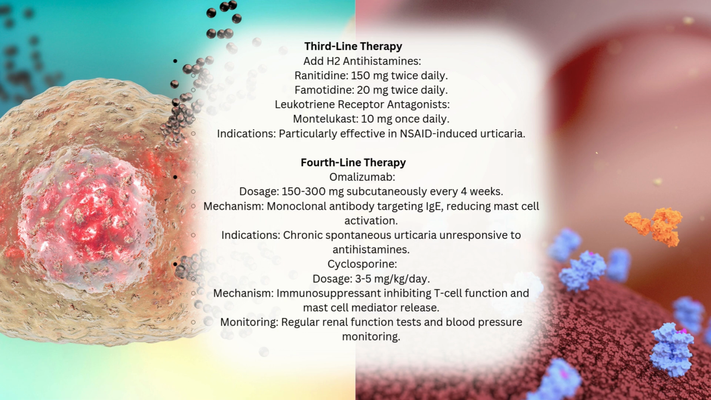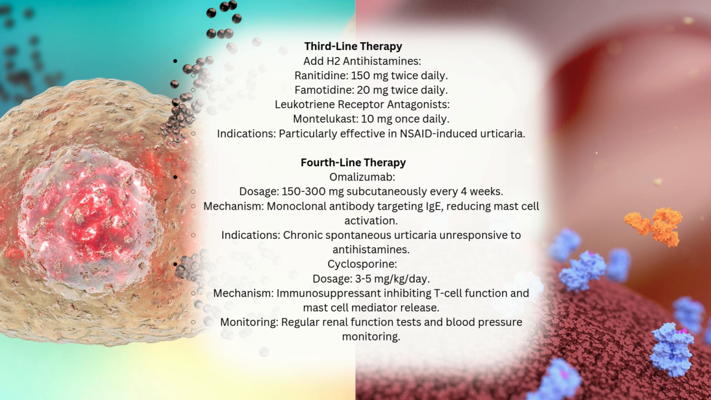Cyclosporin A, dosage: starting at 3 mg per kilogram per day. Mechanism: cyclosporin suppresses T-cell activity and mast cell mediator release. Monitoring: regular blood pressure and renal function assessments are mandatory due to potential side effects.